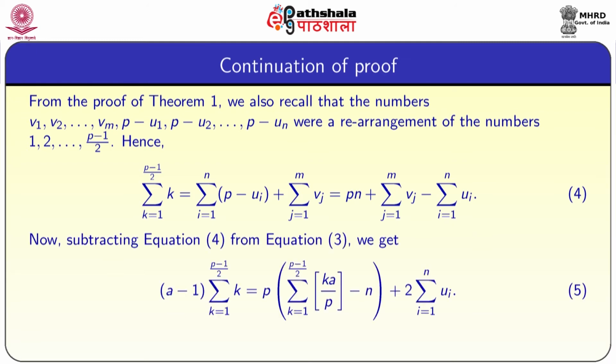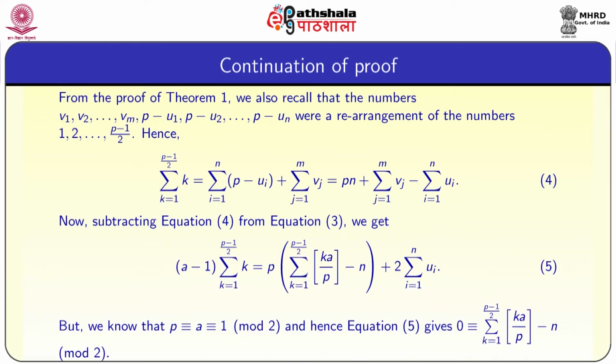So, by substituting equation 4 in equation 3, we are going to get a minus 1 times summation k is equal to 1 to p minus 1 by 2 of k is equal to p times summation k is equal to 1 to p minus 1 by 2 of floor of ka by p minus n plus 2 times summation i is equal to 1 to n of ui.